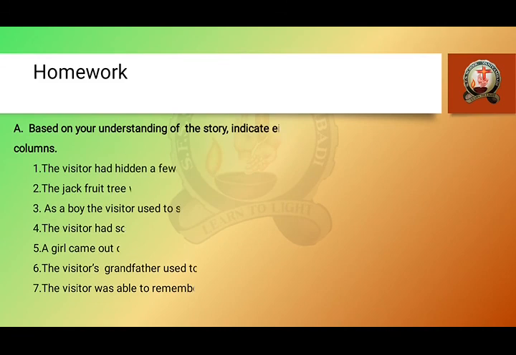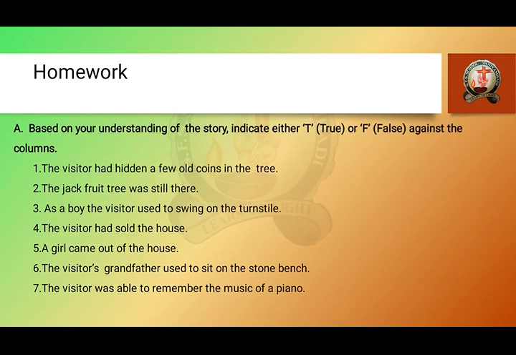And here comes the homework. You have to say true or false for the given statements. The first statement, the visitor had hidden a few old coins in the tree. Number 2, the jackfruit tree was still there. Number 3, as a boy, the visitor used to swing on the turnstile. Number 4, the visitor had sold the house. Number 5, a girl came out of the house. Number 6, the visitor's grandfather used to sit on the stone bench. Number 7, the visitor was able to remember the music of a piano. These are the 7 statements for which you have to say whether they are true or false.